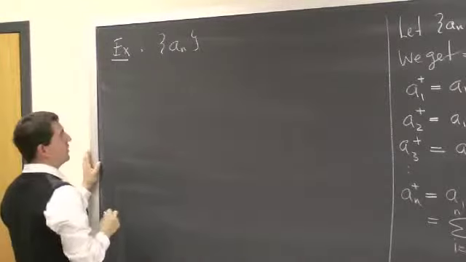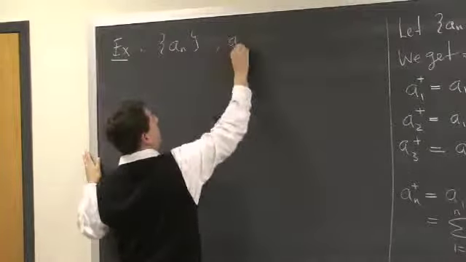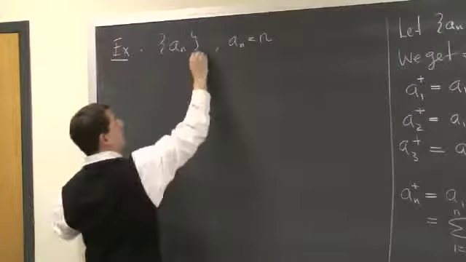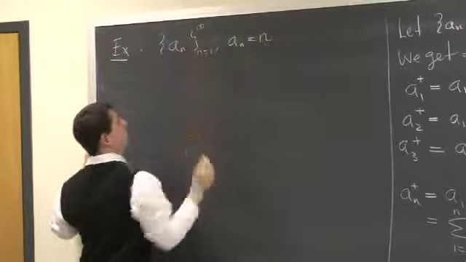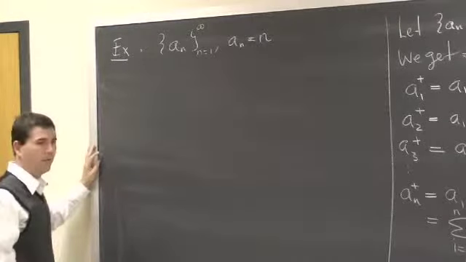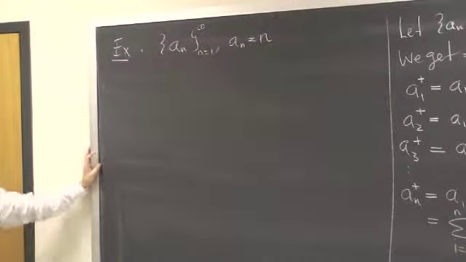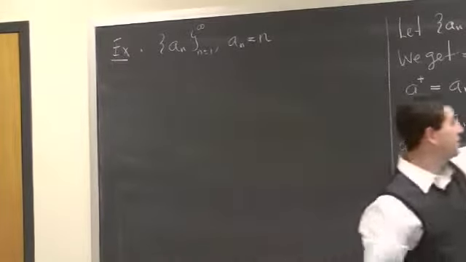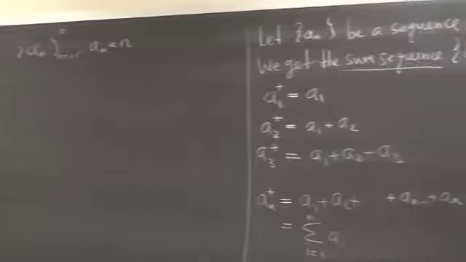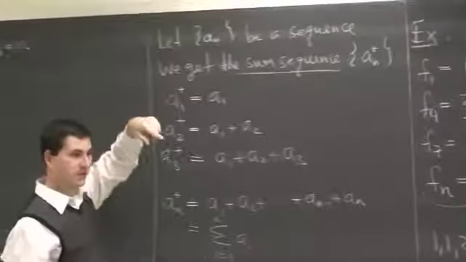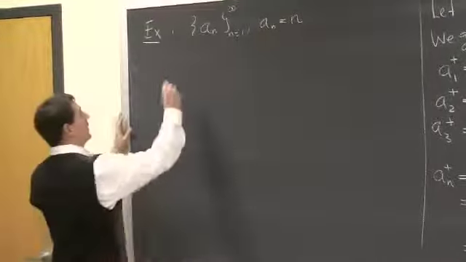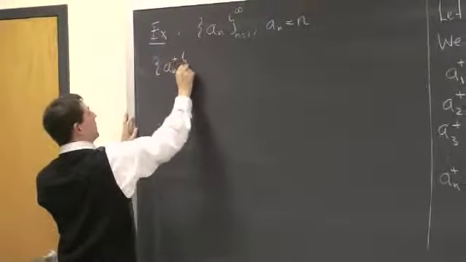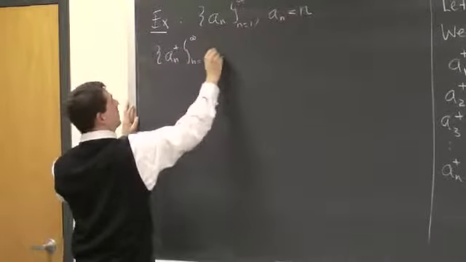Let's start with our sequence AN, where AN equals N, and N here goes from 1 to infinity. What sequence is this? It's the natural numbers, right? It's actually the first sequence that we wrote up here. A1 is 1, A2 is 2, A3 is 3, A4 is 4. So what is the sum sequence equal to?